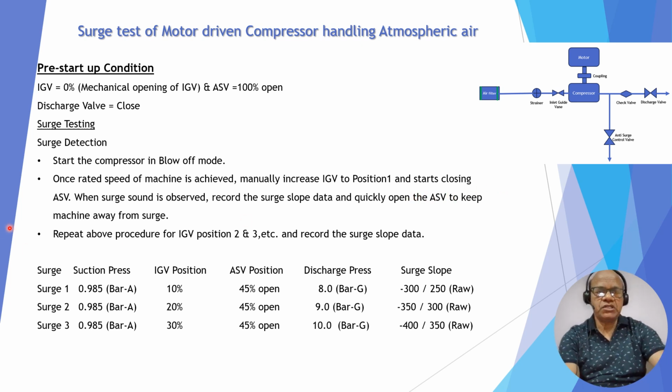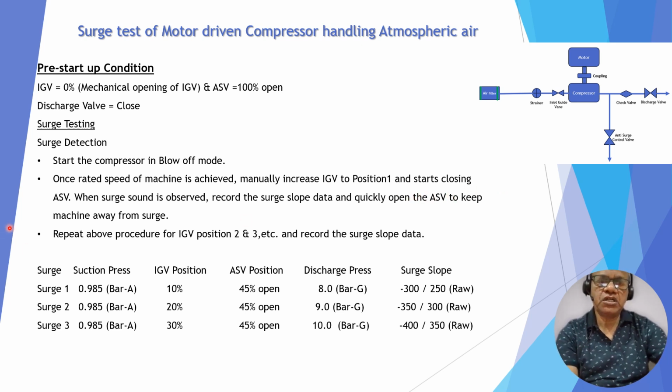So repeat the above procedure for IGV positions number 2 and 3 and record the surge slope data. We have shown only 3 points, so surge points 1, 2, 3. We have some typical data, it is just for understanding purposes.